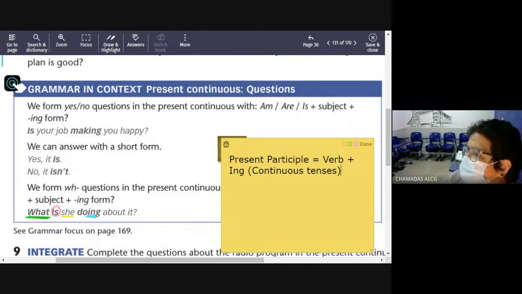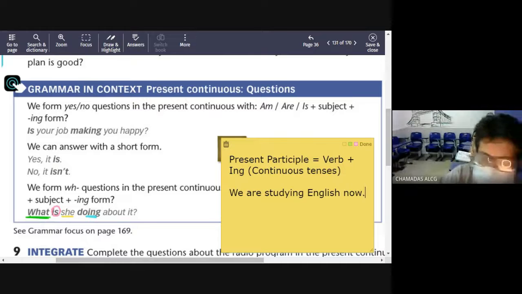So when I use the present continuous, for example, if I say a sentence like this, we are studying English now, okay? So this sentence is in the present continuous, right? Look, verb to be and the main verb ing. We are studying English now, okay? So this is present continuous. We can see that.